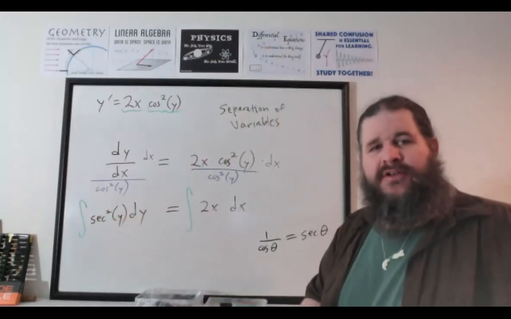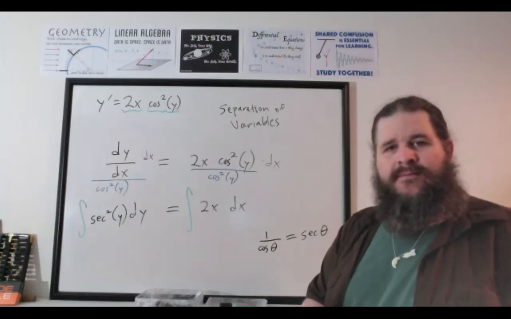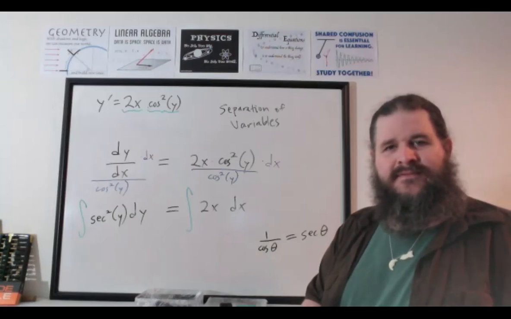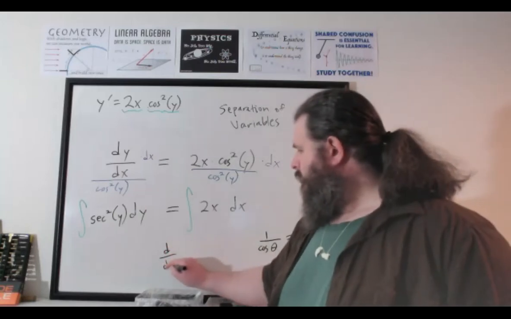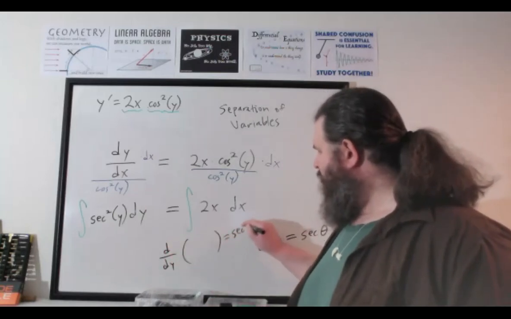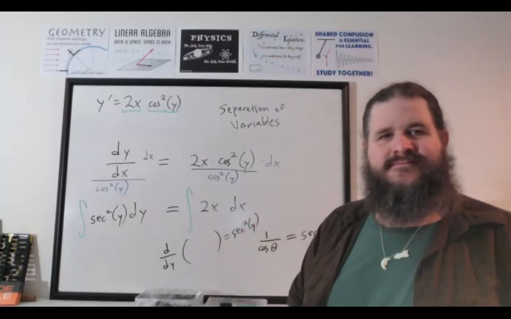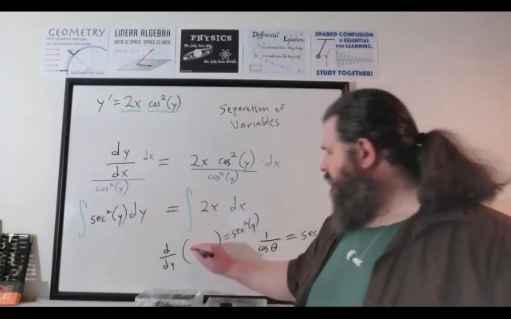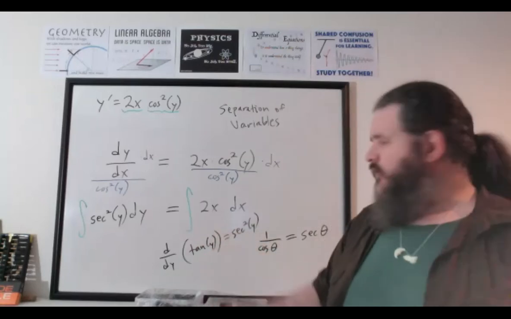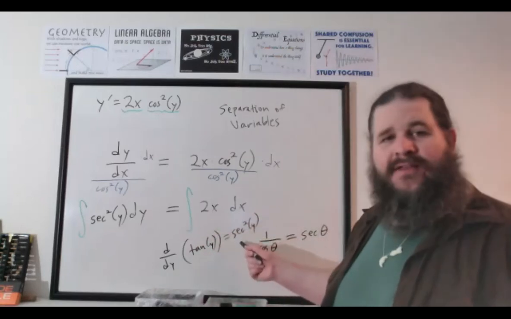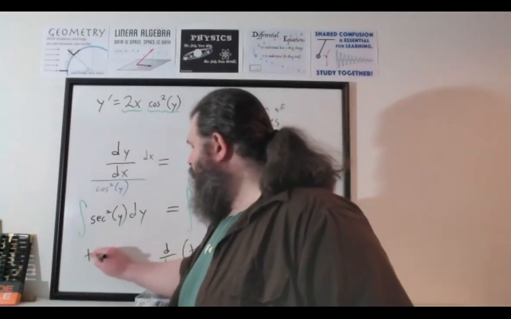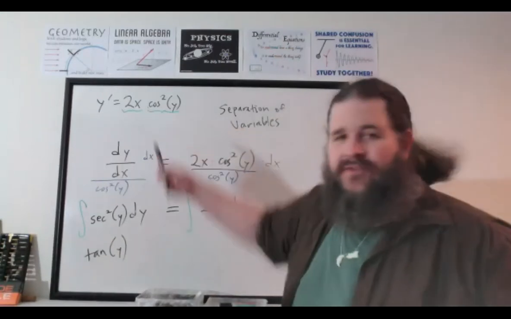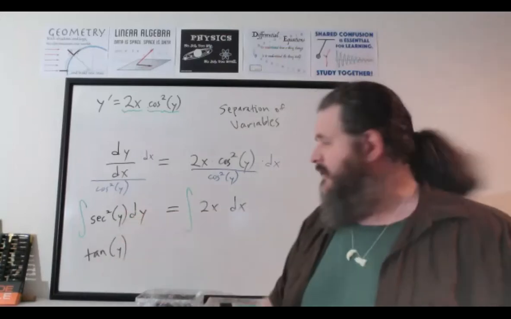And do you happen to remember a function whose derivative is secant squared? If you think way back to early calculus. Derivative of what function is secant squared? Does that look familiar? Yeah, the derivative of tangent of y is secant squared y. So if derivative of tangent is secant squared, then integral of secant squared will be just tangent. So this whole thing just becomes tangent of y. I was really worried about that cosine squared in the integral, but it turns out it's just secant squared, so that turns into tangent.